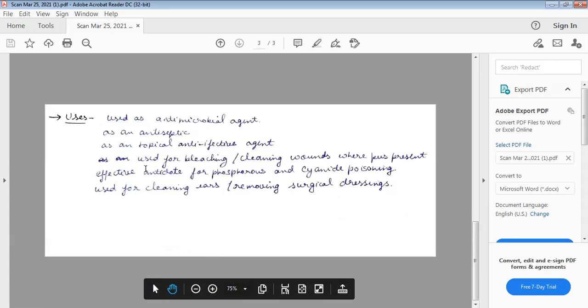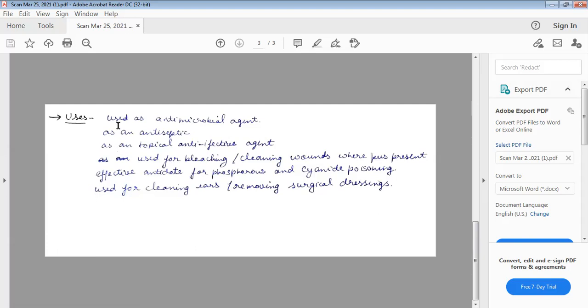Now we shall discuss the uses of hydrogen peroxide. The first use is as an antimicrobial agent. It is used as an antiseptic and as a topical anti-infective agent. It is also used for cleaning wounds where pus is present. It is also an effective antidote for phosphorus and cyanide poisoning, and it is also used for cleaning earwax and removing surgical dressings.